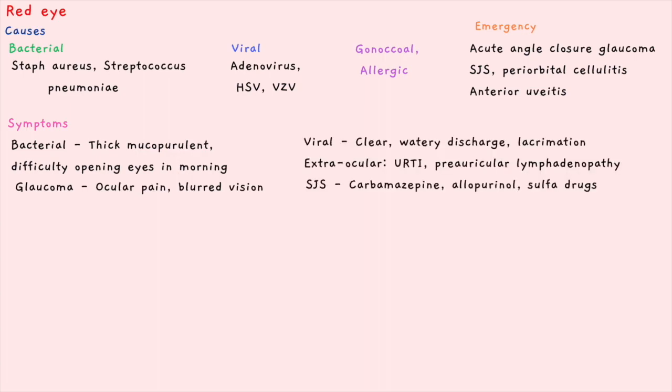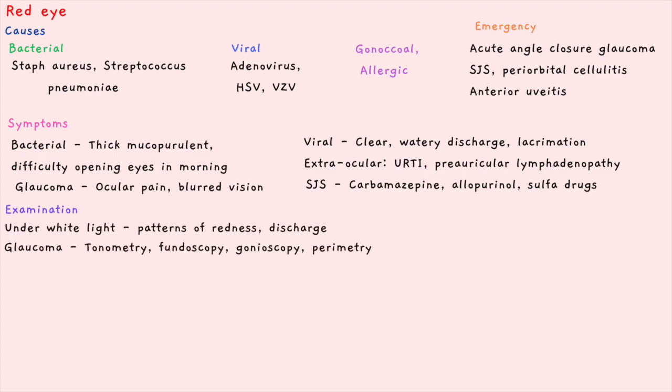Viral causes also have a discharge, but it's clear and watery, so non-purulent, as well as lacrimation, so tearing of the eye. And if you're thinking extraocular causes, for example, you can have an upper respiratory tract infection associated with the preauricular lymphadenopathy and Stevens-Johnson syndrome. That could really be a whole post on itself, but common drugs include carbamazepine, so anti-epileptics, allopurinol for gout, as well as sulfasalazine drugs or other sulfur antibiotics.